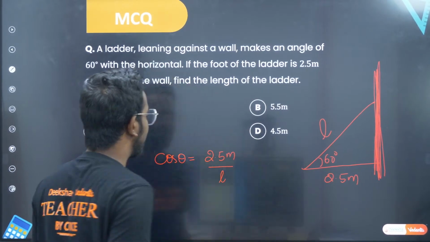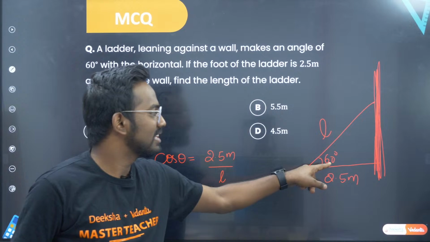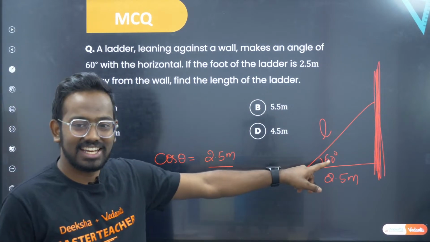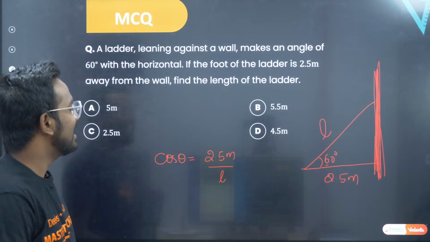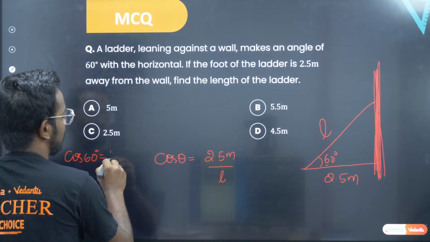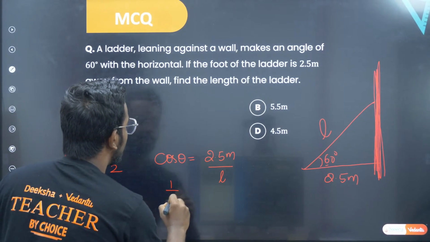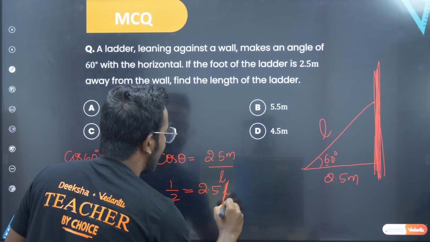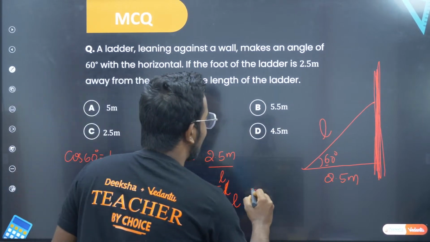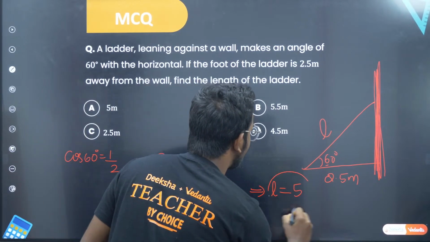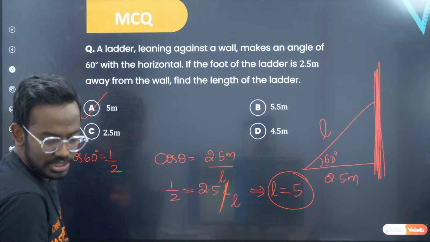That is what I am supposed to find. But cos theta is given. So theta, since it is 60 degree, cos theta... See, not 30 degree, it is 60 degree. Cos 60 is basically half again. Sir, I know cos 60 degree is 1 by 2. Again a simple question. 1 by 2 is equal to 2.5 by L. So the length of this ladder is given by 2.5 into 2, that is 5 meters, and therefore the answer is option A.